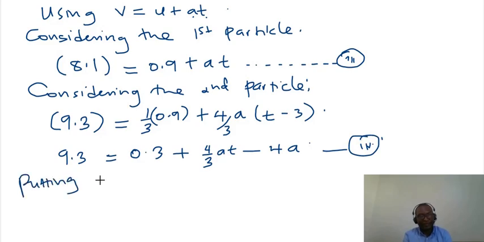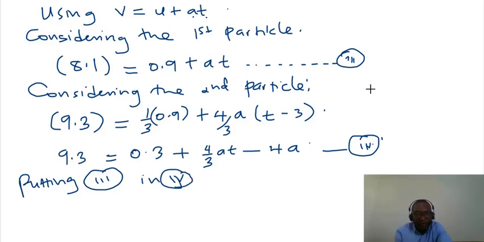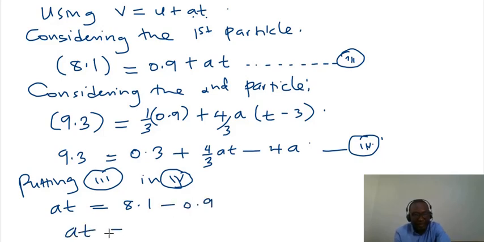Now, putting equation 3 in equation 4 will give us the value of a. So from equation 3 we can make at the subject. This goes the other side. We have this is equal to 8.1 minus 0.9. So at is equal to 7.2. Then you are going to put this in here. Where there is at, we shall put there 7.2. Then that will help us to find the value of a.